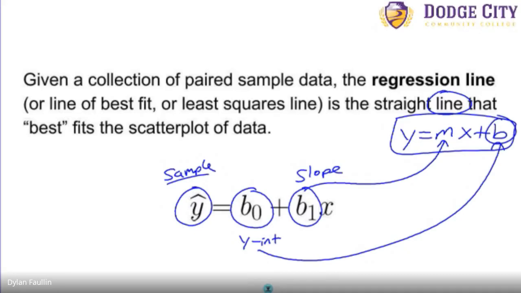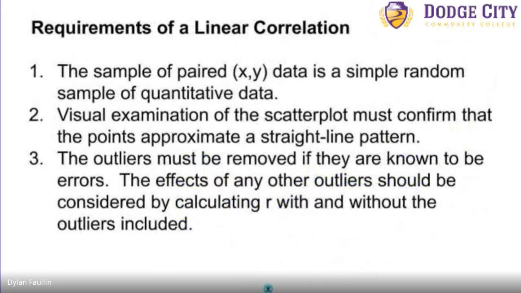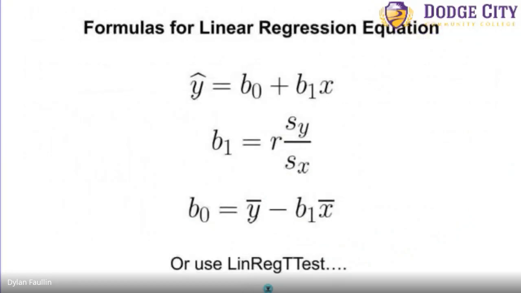Whenever you're trying to find a linear equation, in order to put it together, you have to have the slope and the y-intercept. Once you find those two pieces of information, you have your linear equation. The requirements for a linear correlation are the same as what we just saw in section 10.1, so I'll skip through that quickly since we just did that. This is the formula we were just talking about.